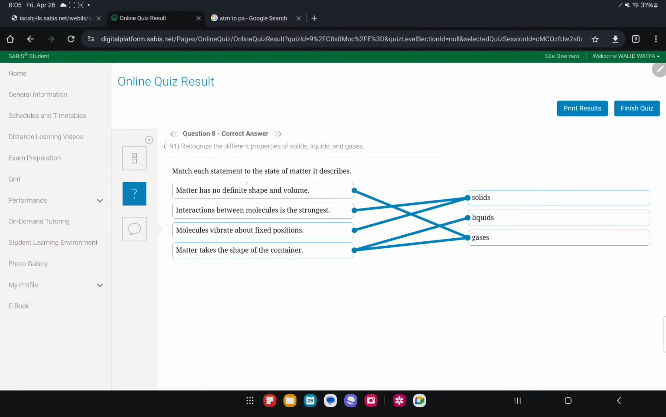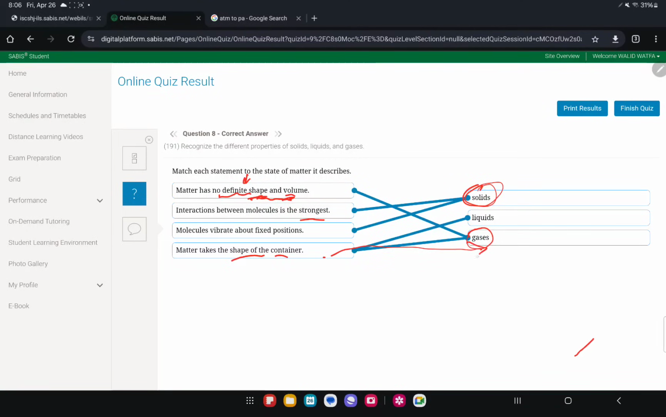Matter has no definite shape and volume. So the shape changes and the volume changes. Obviously, that's a gas, because no matter what container you put it in, the shape of it will change. And no matter what the size of the container is, the gas will always occupy the volume of its container. So the shape and volume are both indefinite. Interactions between molecules is the strongest. Obviously, solids. Solids have the tightest and strongest interaction. The molecules vibrate, of course. Again, that's a solid.